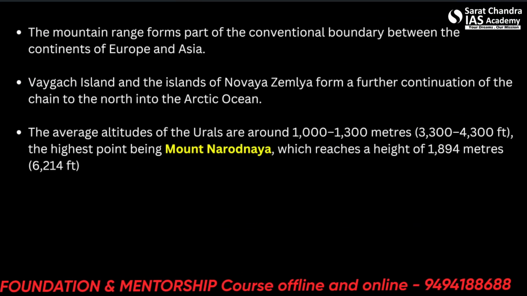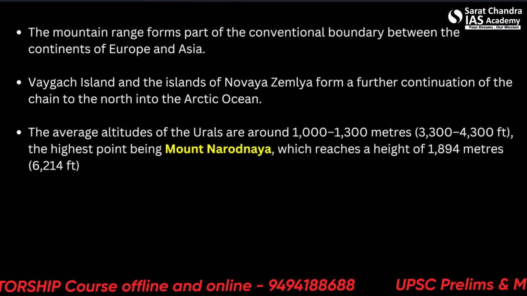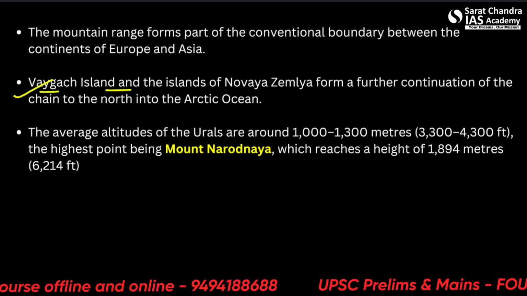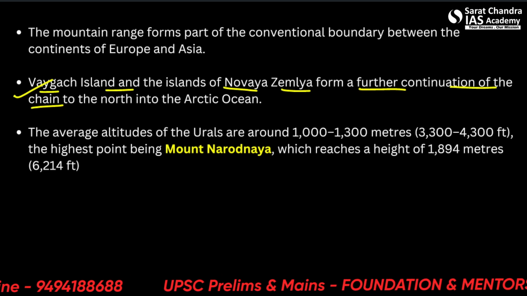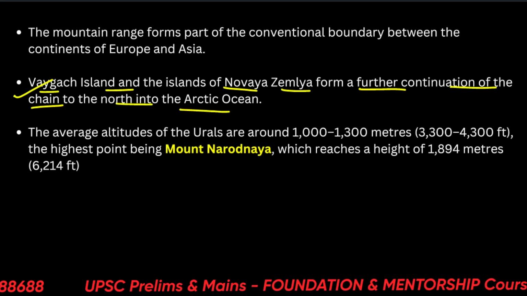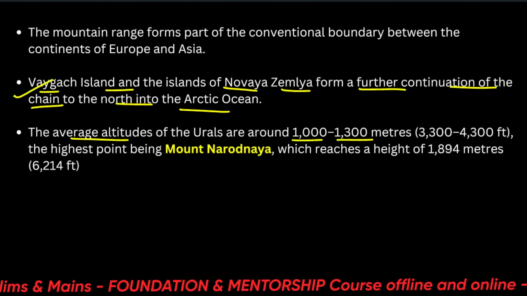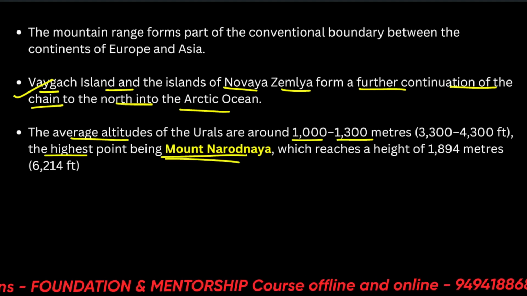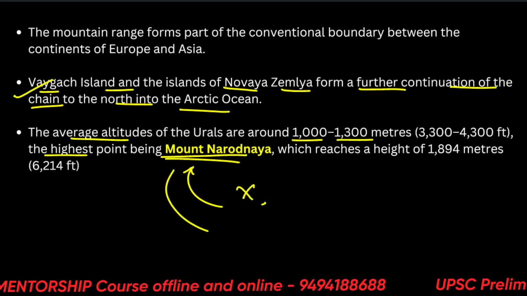This mountain range forms part of the conventional boundary between the continents of Europe and Asia. Vaygach Island and the island of Novaya Zemlya form a further continuation of the chain to the north into the Arctic Ocean. The average altitude is around 1000 to 1300 meters, which is not very much, but the highest point is Mount Narodnaya. You can remember this, but it's not very important. Just remember the location of the Ural Mountains.